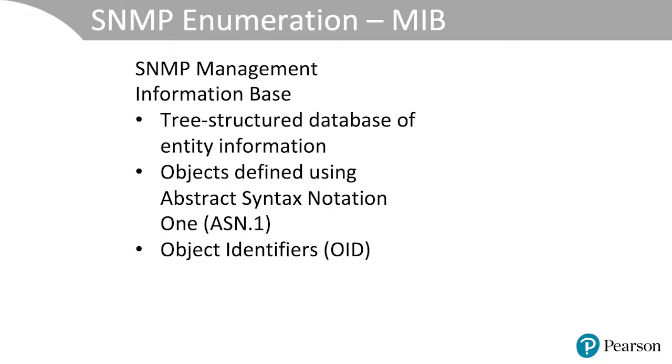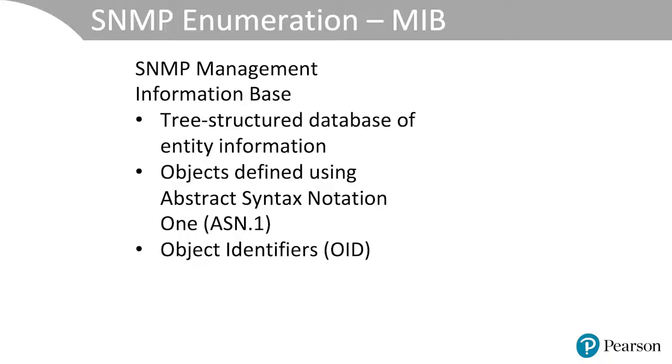SNMP, it's a tree-like structure. It's a database of information. There are objects within this management information base, or MIB, that identify leaves of the tree, if you will. So the notation for these object identifiers here is ASN.1, or Abstract Syntax Notation 1. And these are all device dependent.